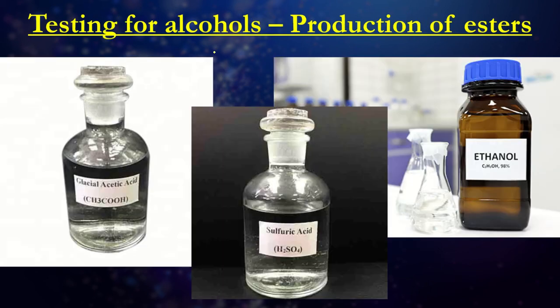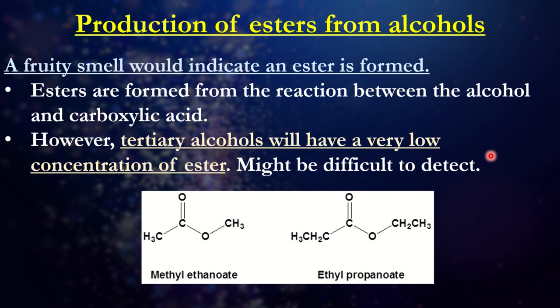Another way we can test for alcohols is the production of esters. So if we use glacial acetic acid, so really concentrated acetic acid or vinegar, plus a little bit of sulfuric acid with ethanol, we can actually form an ester. So remember, an ester is something that has sort of a fruity smell to it. It comes from the formation of an alcohol and a carboxylic acid. So you can actually do the reverse. So the carboxylic acid one we talked about just then, if we react with an alcohol, we can also work out if we produced an ester and therefore work out if we have a carboxylic acid.